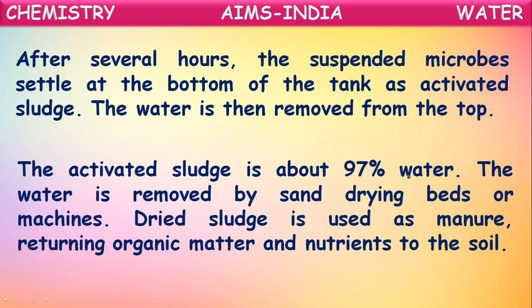So when the water is passed through the sand beds, pure water will be collected from the bottom, where the activated sludge will be stuck in the sand. In that way, pure water is collected. So dried sludge is used as manure, returning organic matter and nutrients to the soil. So this activated sludge also is used as manure, which returns the organic matter and nutrients to the soil.